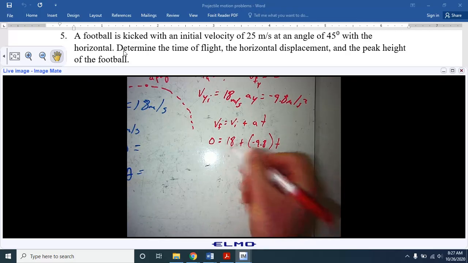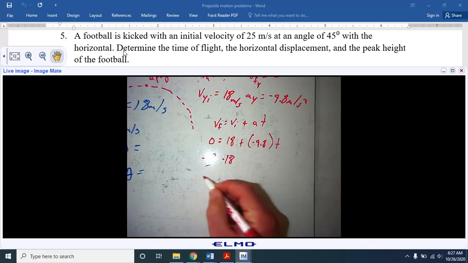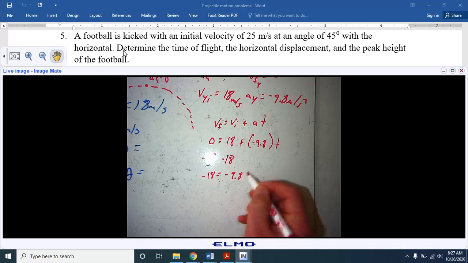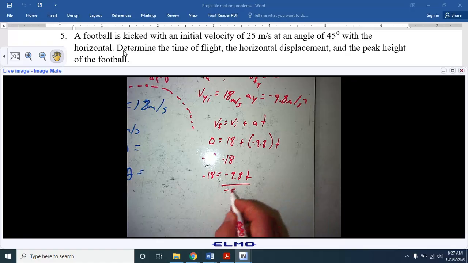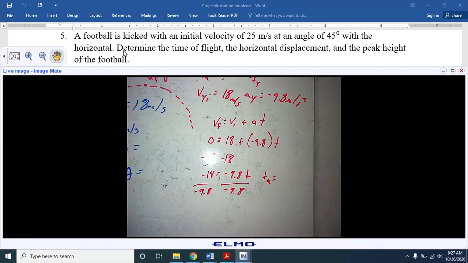Doing some algebra, minus 18 to both sides. Minus 18 equals negative 9.8 t. Divide both sides by negative 9.8. So my time to apogee, or my t half, is what?